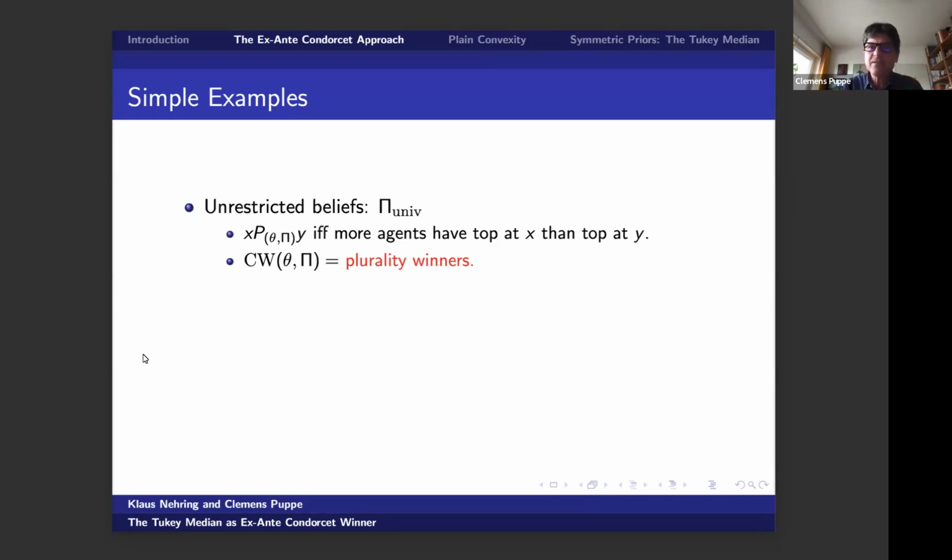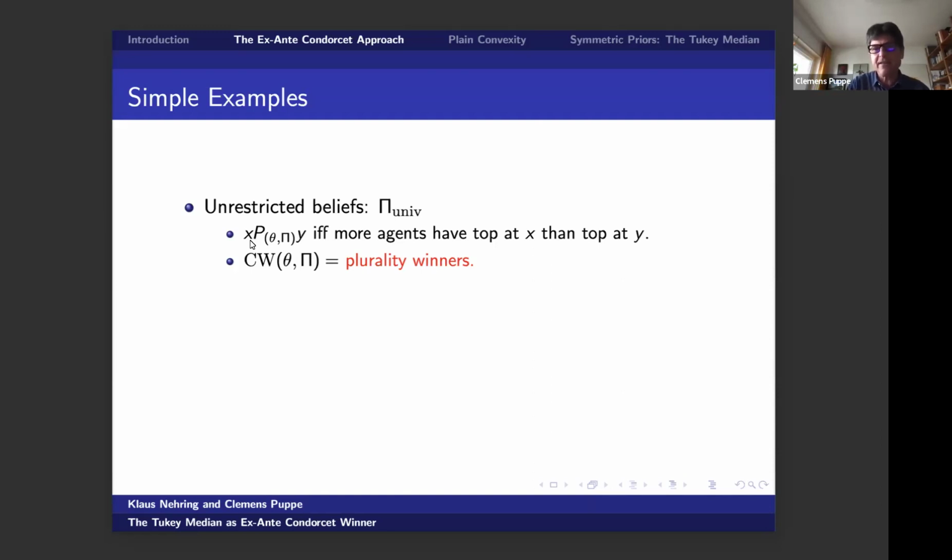So in other words, if you compare any alternative X to any other alternative Y, you find that X is ex ante majority preferred to Y if and only if there are more agents who have their top at X than there are agents who have their top at Y. Because all agents who have a top different from X or Y could have either preference for X or for Y. So they cancel out, so to speak. Only what you know is something about those agents who have their top at X. Okay? I hope that that is clear.